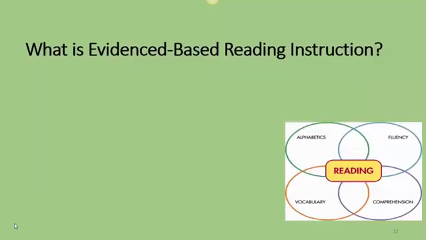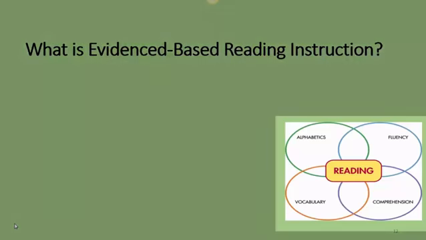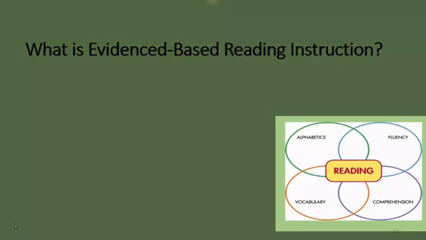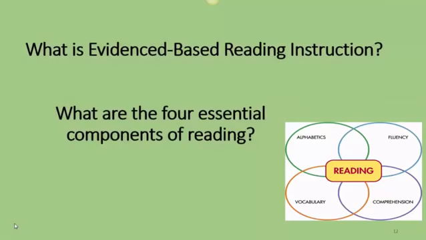So now we have concluded the first section of the overview of EBRI, and we hope that you can identify and understand the 4 components of reading. And there they are again in the lower right-hand corner: alphabetics, fluency, vocabulary, and comprehension. So those are the 4 essential components of reading.